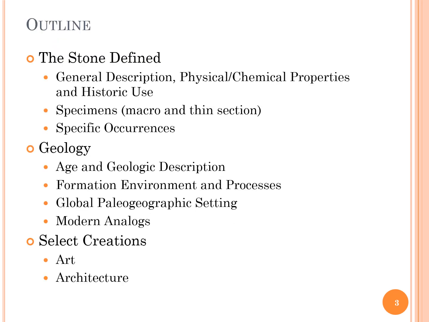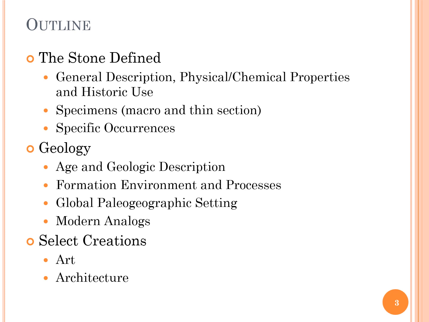So, as usual for these presentations, we have an outline. The outline is made of three elements. We're going to define a little bit about the stone: a general description, physical properties, chemical, its historic use, what it looks like both in large scale and in thin sections, and specific occurrences.